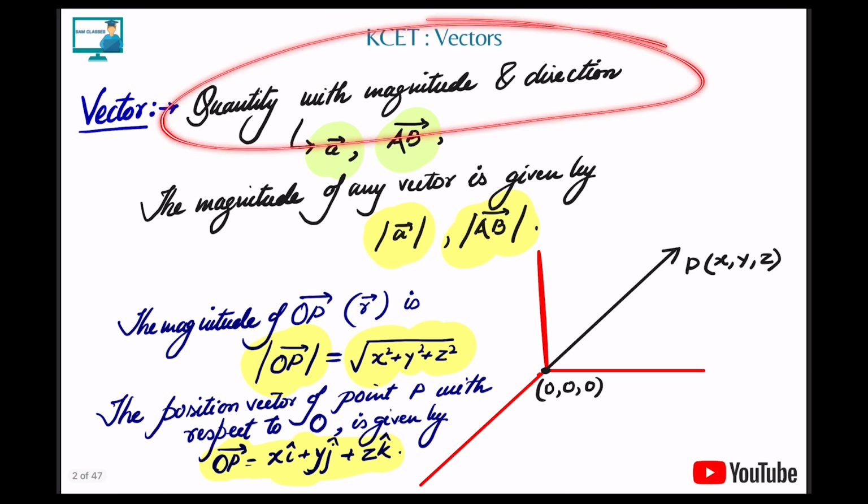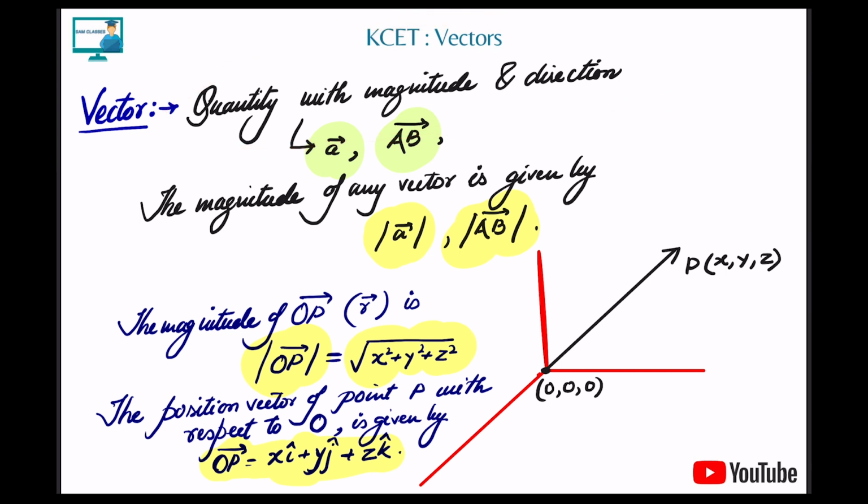First, what is a vector quantity? The moment somebody says this is a vector, or this quantity is a vector quantity, we understand that it has magnitude, which we already know, but it has direction also.